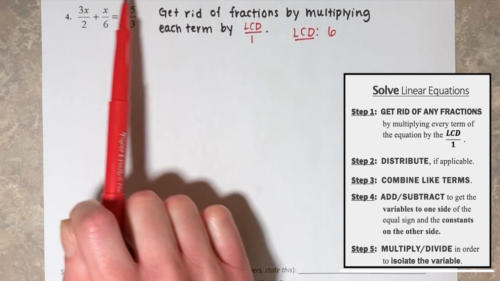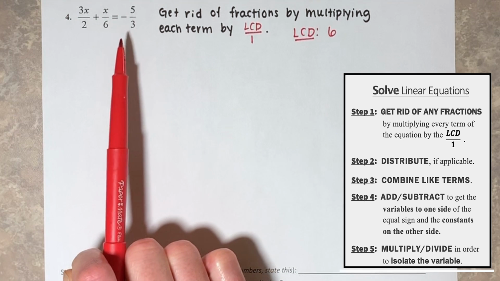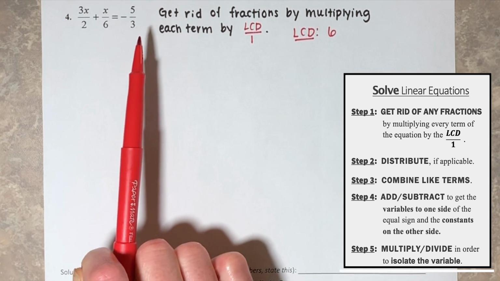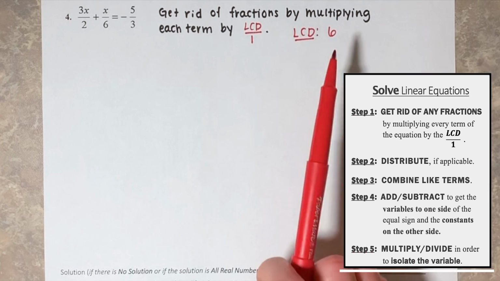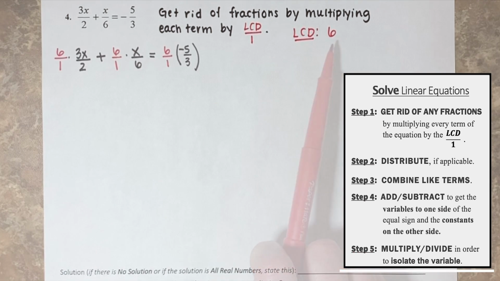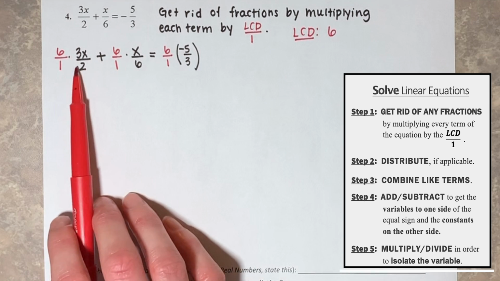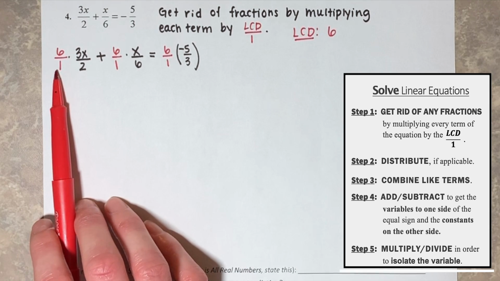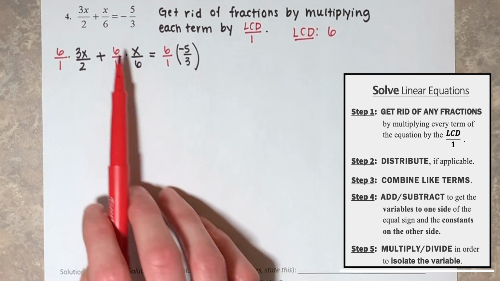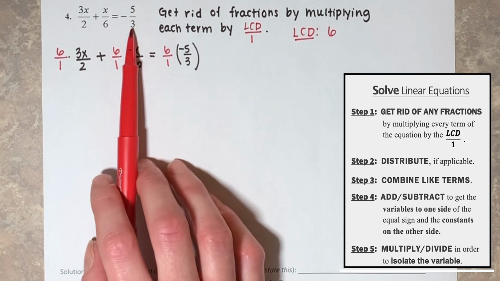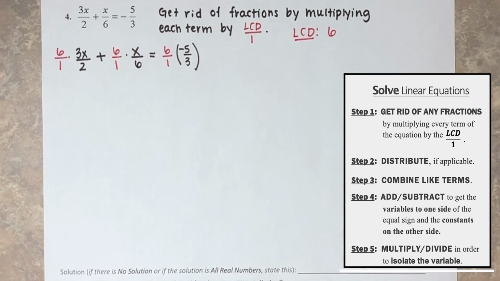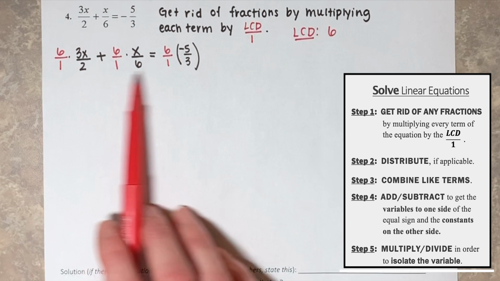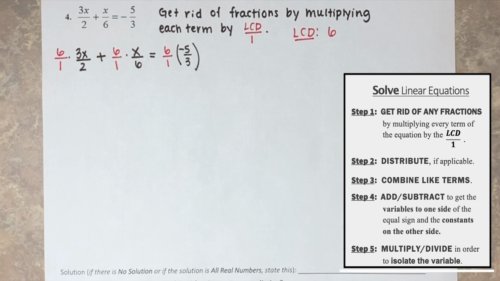Now, whenever you have an equation involving fractions, you can always get rid of your fractions by multiplying each and every term by the LCD. So I just went ahead and took this term and multiplied it by the LCD over 1. And then I've taken this term and multiplied it by the LCD over 1, and then I've taken this term and multiplied it by the LCD over 1. Once we actually compute this, you'll see that our fractions will disappear.